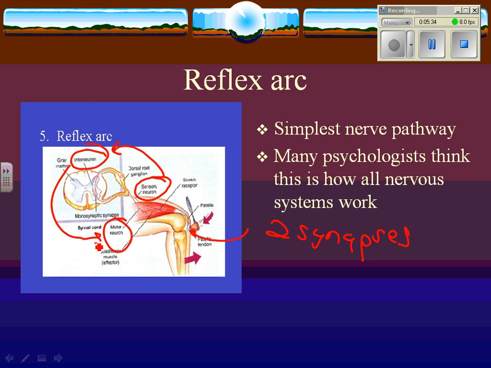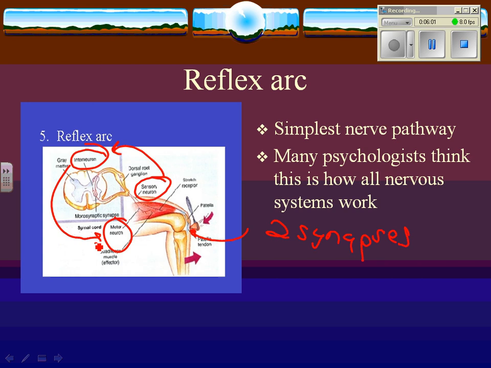If you think about it, with a reflex you don't think about it, right? When your kneecap gets hit, your leg just moves on its own. Where is the integration happening? Where is the decision to kick the leg happening? Not in your brain. That's the key.